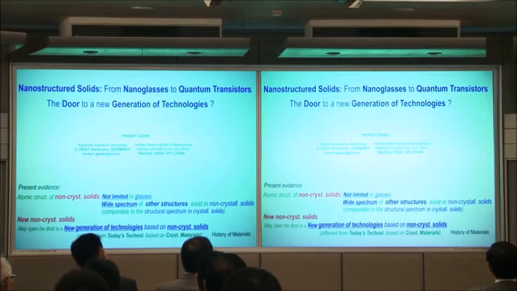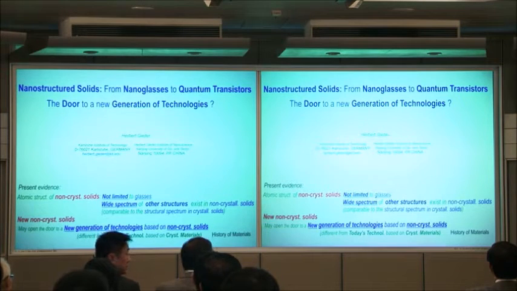So what I will do in my talk is to present evidence, first of all, for the fact that the atomic structure of non-crystalline solids is not limited to glasses, as you find it in today's textbook, but that there is a wide spectrum of other non-crystalline solids which exist and which have new properties, so that non-crystalline solids become similar to what we know in crystalline materials like carbon, which can be graphite, can be diamond, can be fullerenes and other things. The same thing exists in non-crystalline solids.